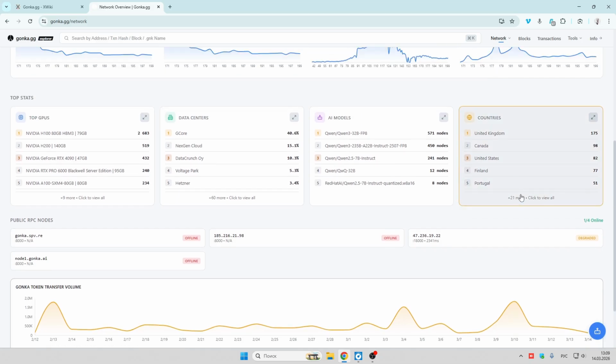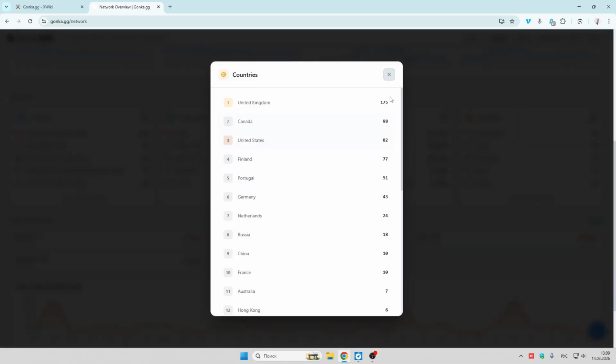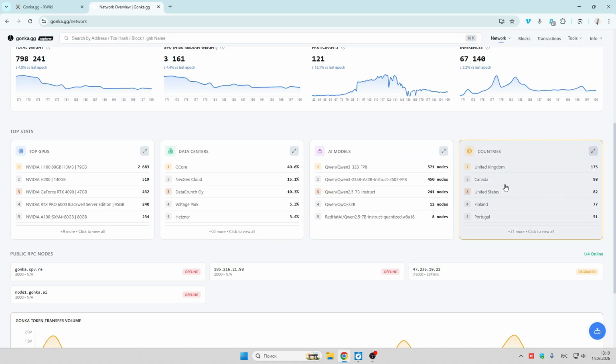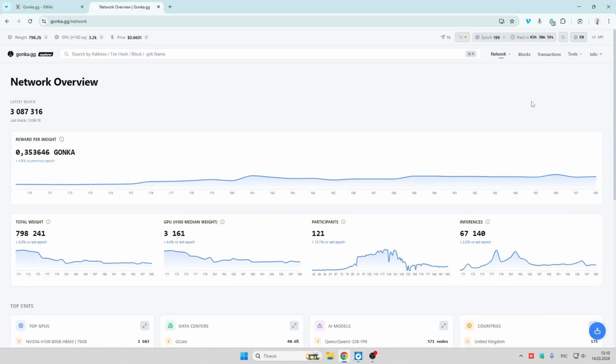Now, countries. This is quite an interesting thing. There was a map somewhere where you could take a look, but maybe we'll see it in some other report. United Kingdom has the most. Canada, United States, Finland, Germany, Russia 18, China 10. France is here, and then the rest are within the margin of statistical error. All right, let's move on.